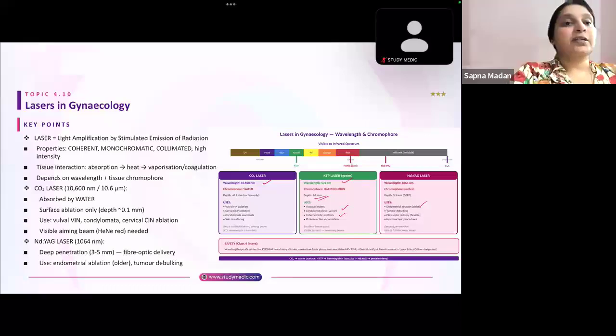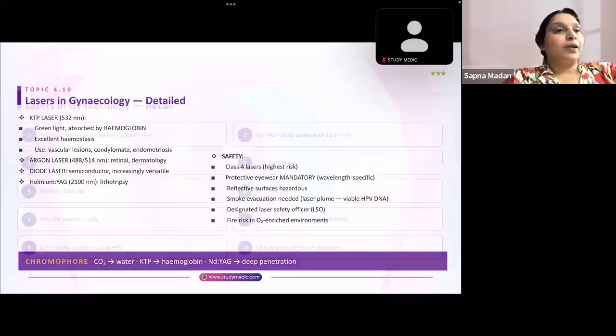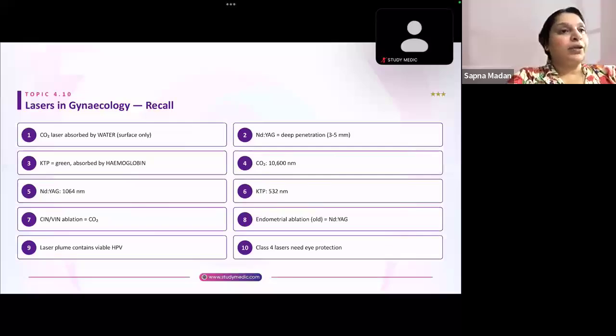Class 4 lasers are the ones that we use in medical practice, and these are also the lasers which have the highest risk. Okay, so CO2 laser, the chromophore is water, so that means it is absorbed by water, and 0.1 millimeter depth, so only superficial area, and it does not work in presence of blood. ND-YAG laser has deeper penetration, around 3 to 5 millimeters. KTP is a green beam of light. It is absorbed by hemoglobin, that is the chromophore.